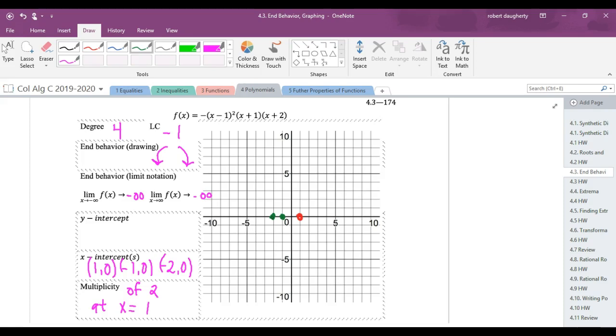Set x equal to 0. So to find the y-intercept is going to be negative of -1 squared times 1 times 2. What's -1 squared? 1 times 1 is 1 times 2 is 2 with a negative in front of it. This is 0, -2. That is the y-intercept. So it's -1 squared is 1 times 2 with a negative. So 0, -2 is the y-intercept.